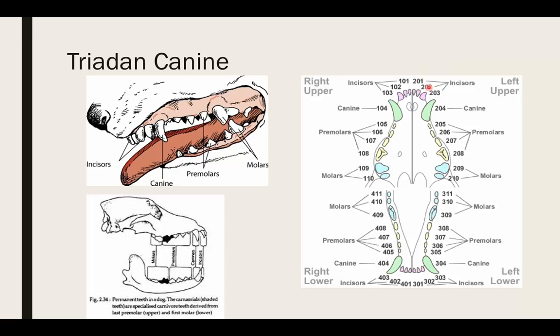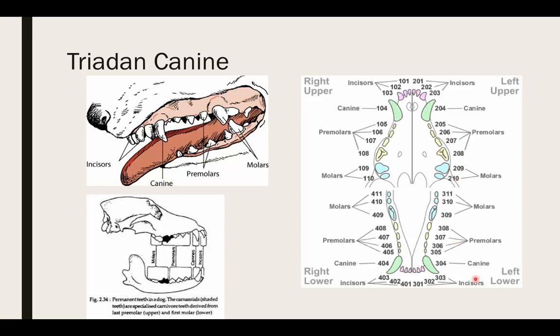Okay, so let's start with the top left. We begin at 201, 202, and 203. The top left canine is at 204 with the 04 rule. Premolars starting at 205, 206, 207, and 208, with the molars starting at 209 and 210.